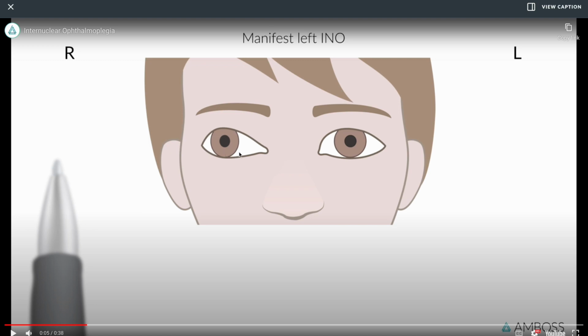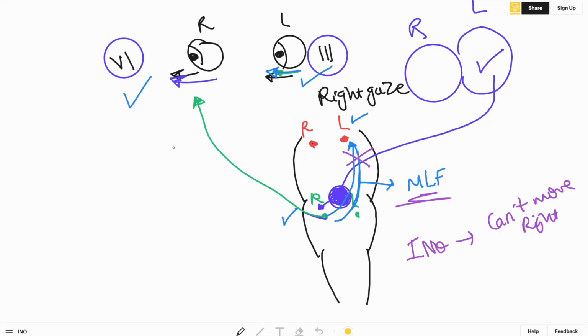Here, guys, he was able to move his eyes to the right, but when it came to the opposite eye, it froze. Freezing of the opposite eye means that this area is intact, but there is no coordination between eye movement because there is a disconnection here. And so his left eye here was not able to look to the right.